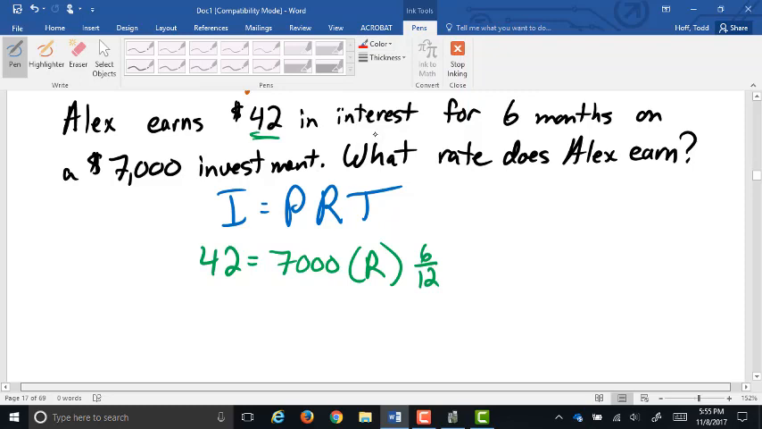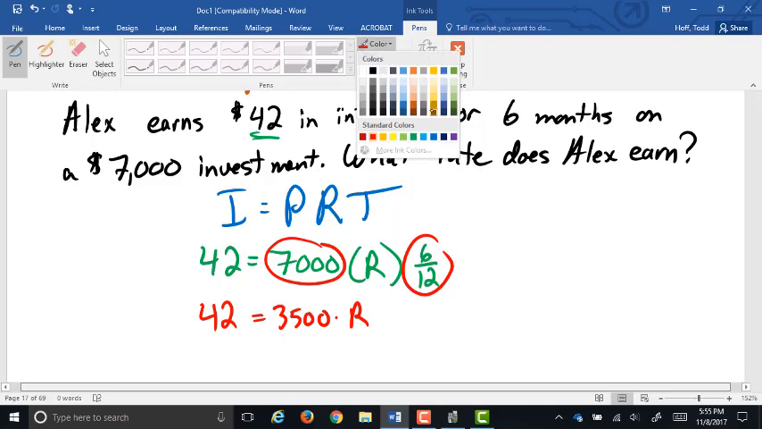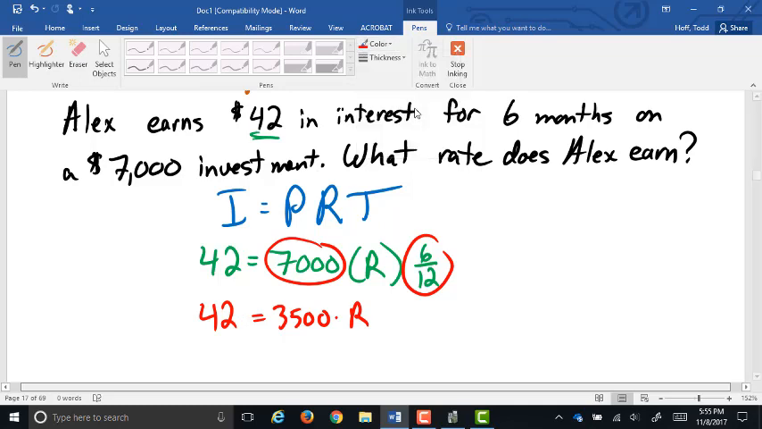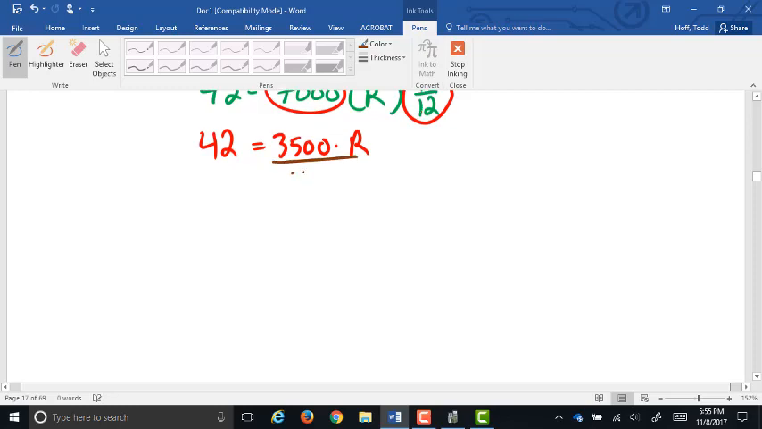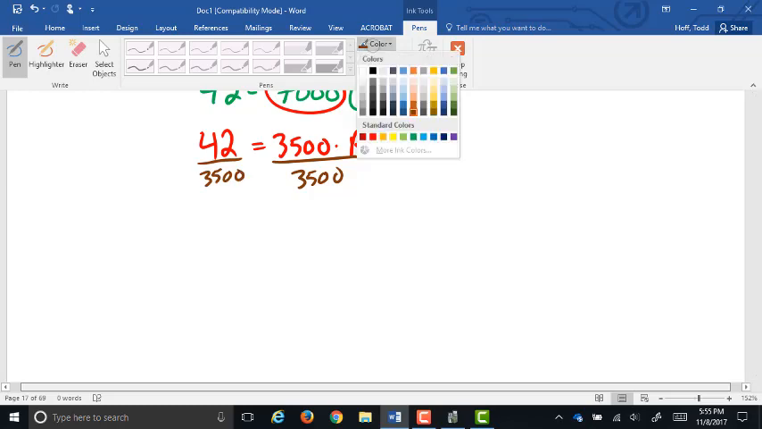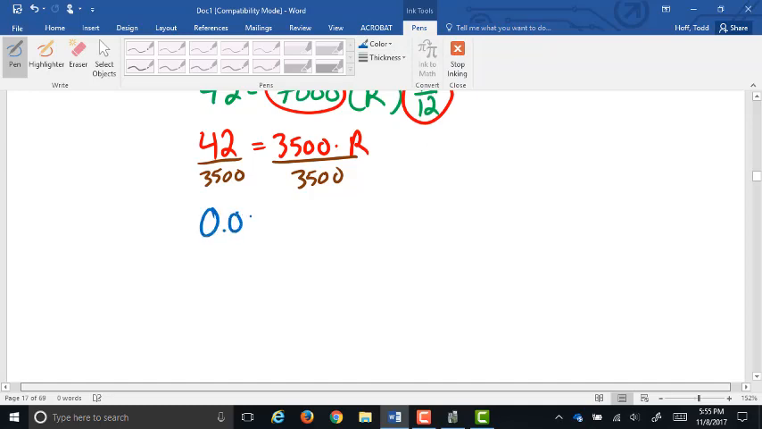Now, before we solve this, what's our first step? Combine the 7,000 times 6/12, which is 3,500. So then we're going to divide by the 3,500. What'd you get? 0.012 equals R, which is 1.2%.